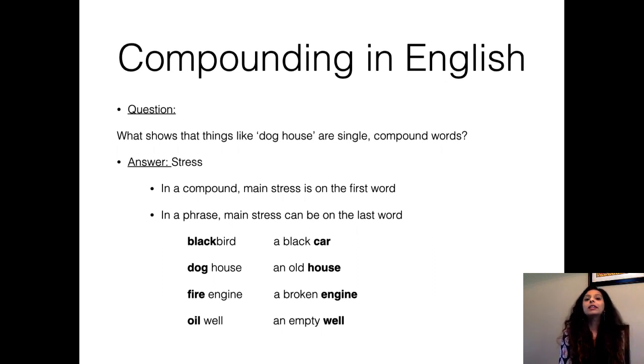In a compound, the main stress is always on the first word. So you say blackbird, doghouse, fire engine. You don't say blackbird, doghouse, fire engine with the stress on the second word. And then in a phrase, the main stress is always on the last word. So a black car, an old house, a broken engine, an empty well, etc. Right? And with the phrase, obviously, the adjective is actually modifying the main noun, which is car, and you can also have a determiner in front of the adjective, like a or an.